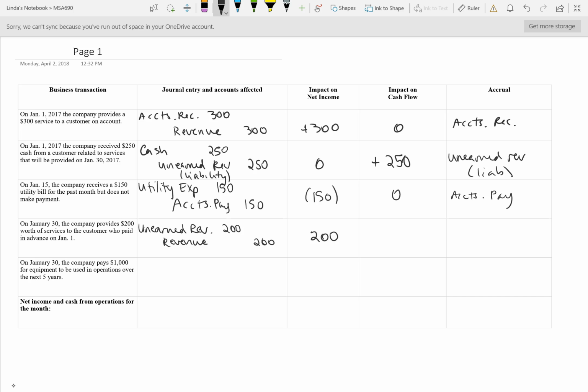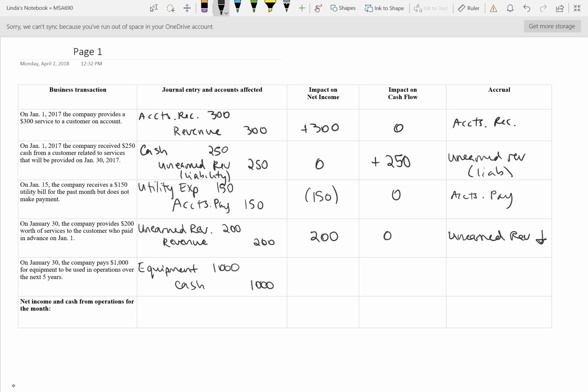So when we received the cash, there was no impact to net income. Now when we actually provide the services or perform the performance obligation, we record $200 in net income, but now nothing in cash flows. That accrual is a release of the unearned revenue account. Unearned revenue goes down. Finally, on January 30th, the company pays $1,000 for equipment to be used in operations over the next 5 years. The company receives the asset, equipment worth $1,000. They finance it by paying cash.